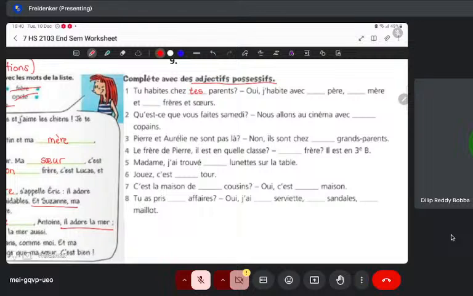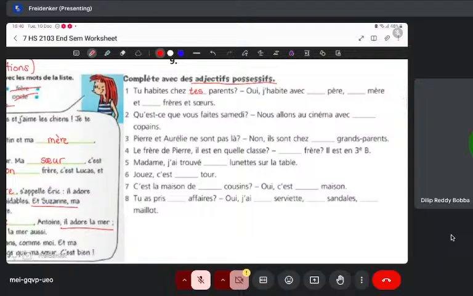For the person who's asking, so the person is asking me, right? So I have parents. So he's going to ask the person, whoever it is. So do you live with your parents? So your is TES in this case. The answer is oui, j'habite avec dash père. So what is your answer going to be? Yes, I live with my father. How do you say my father?